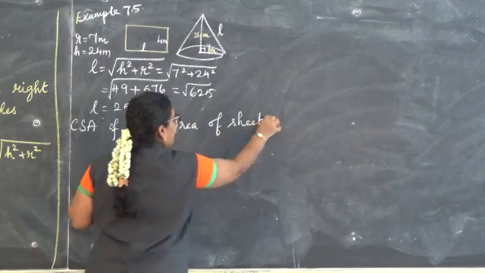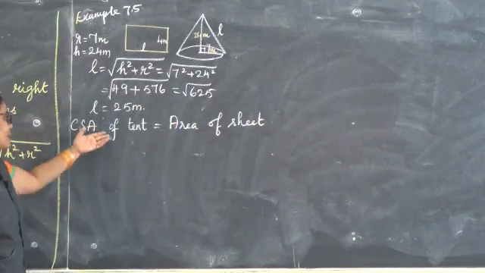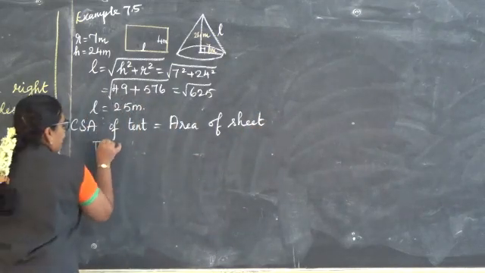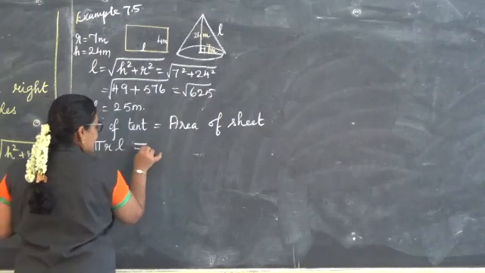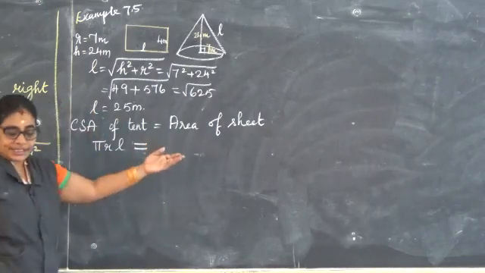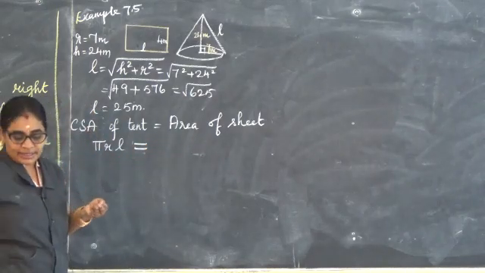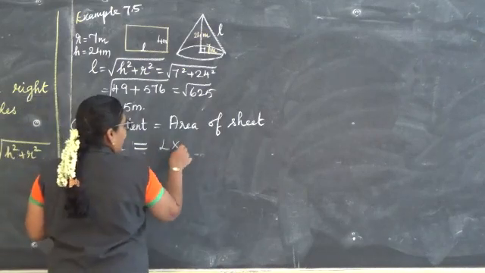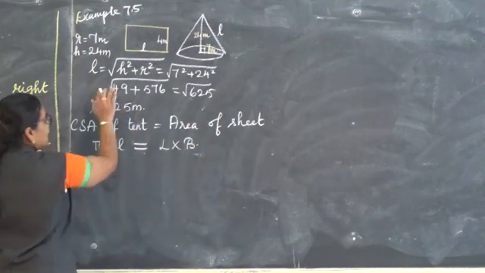With this we can find the length and breadth. The CSA of the tent formula is pi r L, which is equal to the area of the sheet. We know the area formula for that is length into breadth, or length into width. What are the values we know?